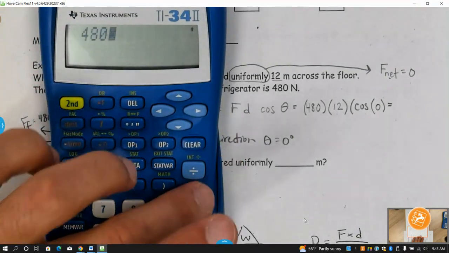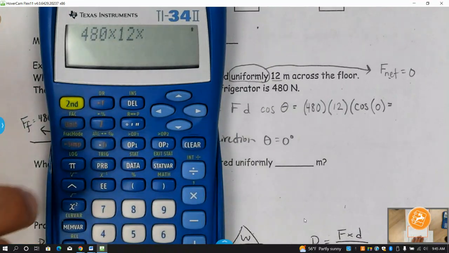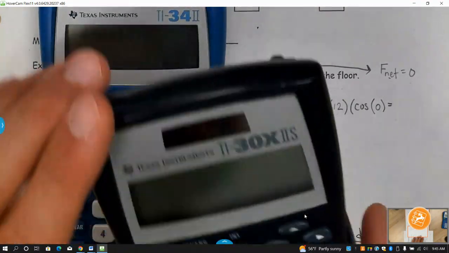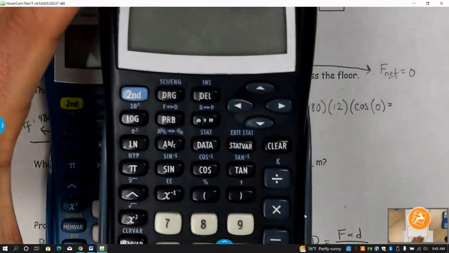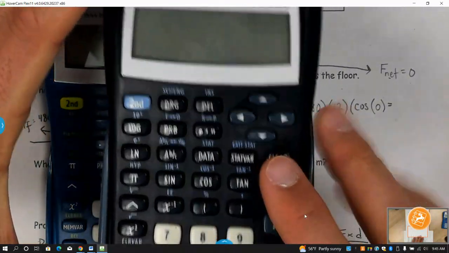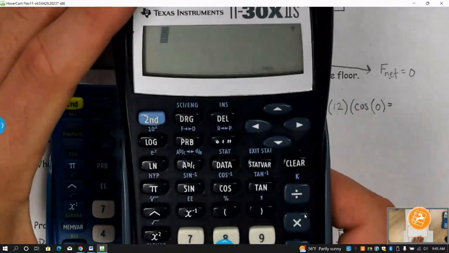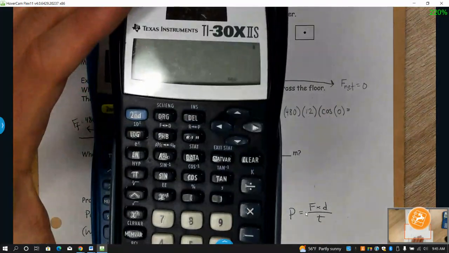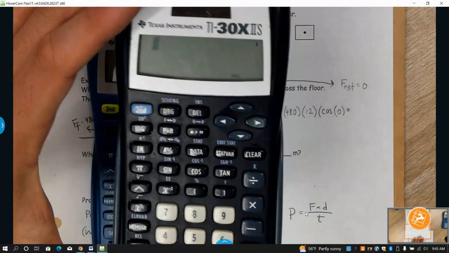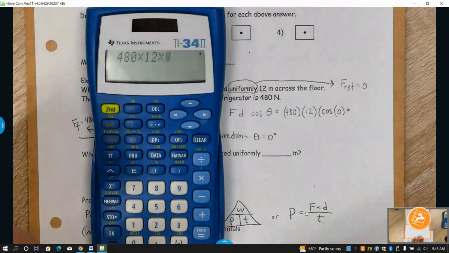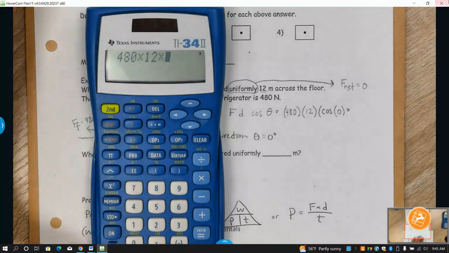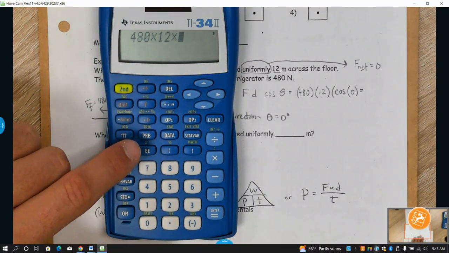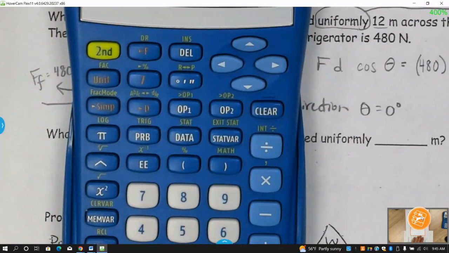So you can do 480 times 12 times. Now, most of the calculators, guys, if you have one that looks like this, then you can just hit the cosine button on it. How many people have the one looking like this? All right, then it's simple. You know exactly what you need to do. If we have the version of the calculator that doesn't, you see right here, this button.